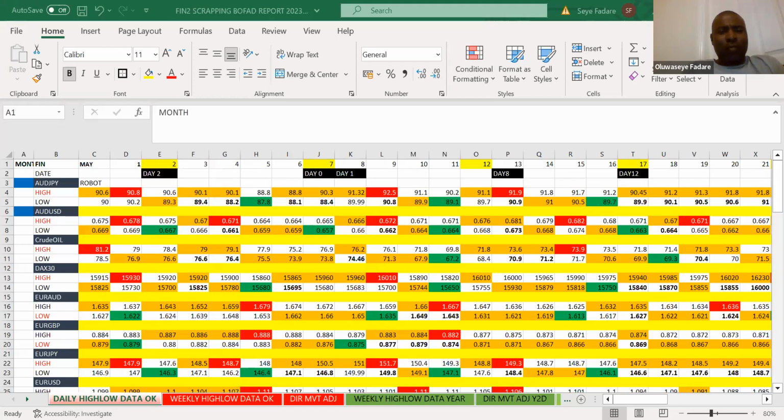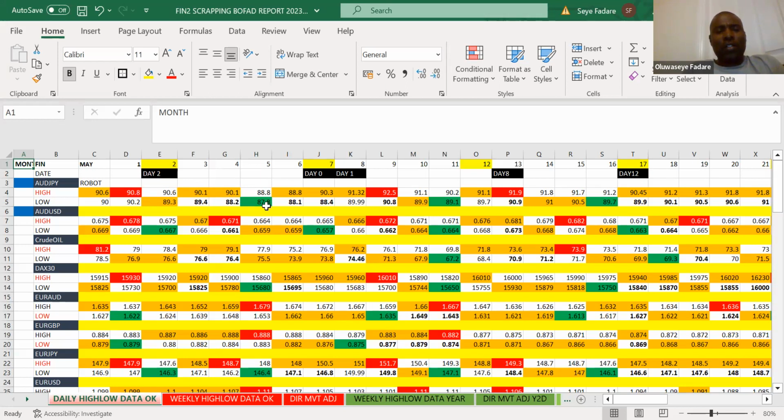So you can see here I have the daily high and low data. This report is taken on a daily basis for the high and low positions. Every day we have the highest price and the lowest price entered into that information. And then we have the trend.